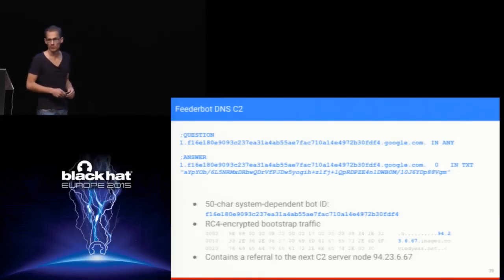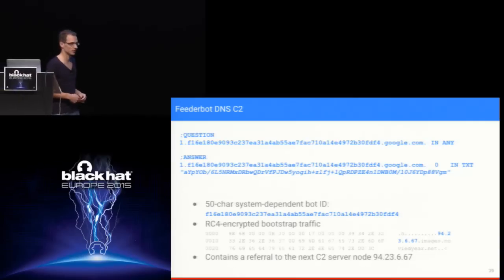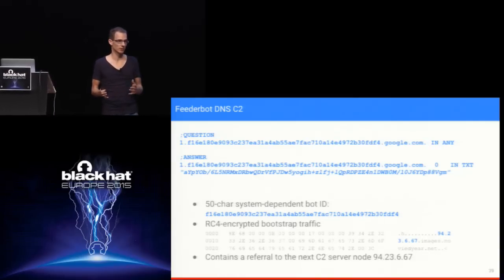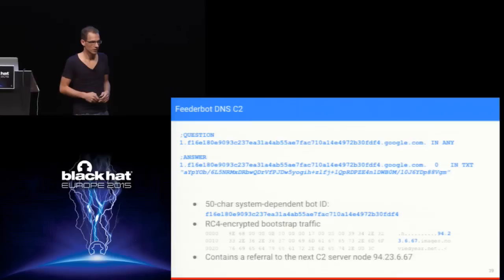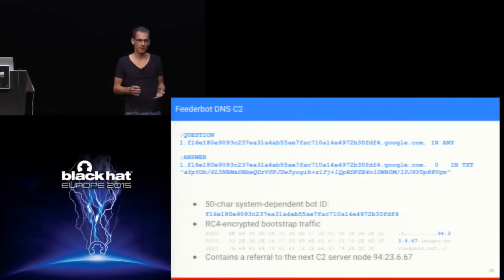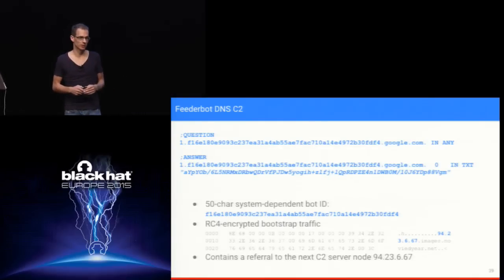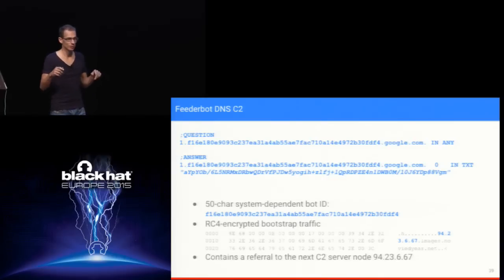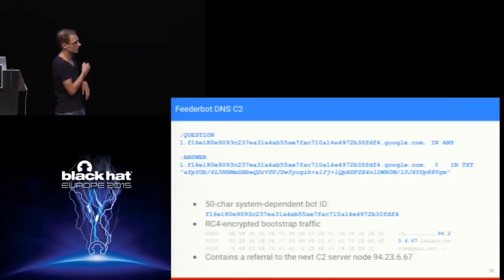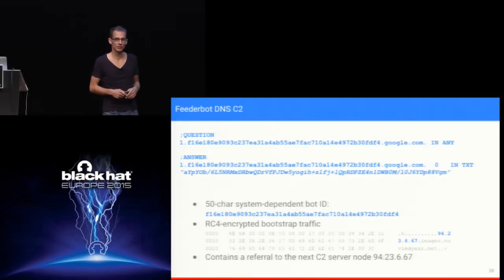Now let's take a closer look at how the request and the response are built up. In the bootstrapping phase, that's the early requests that the malware sends out, it basically asks for more C2 servers, or second stage C2 servers. It includes in the request a system-dependent bot ID, which is this 50-character string that you see up there. And that is used to encrypt the response by the server.